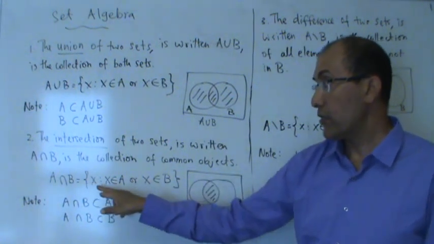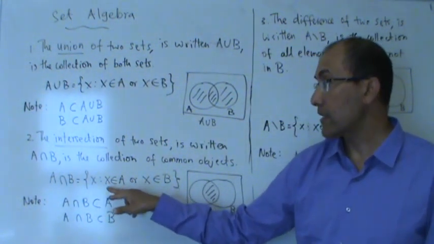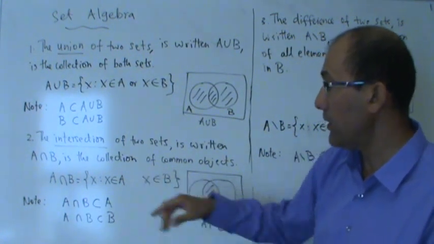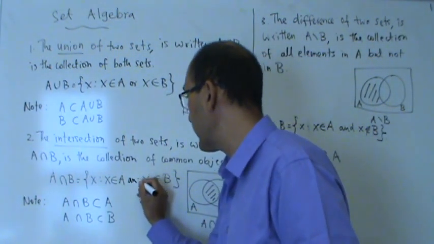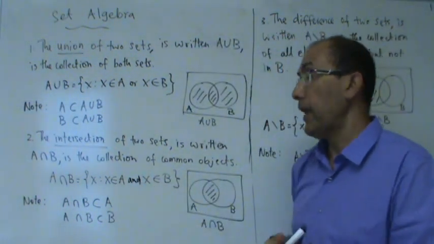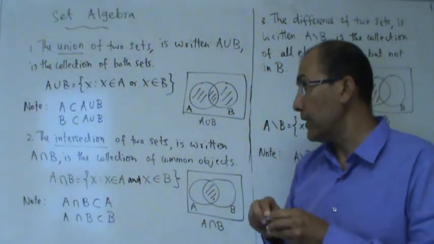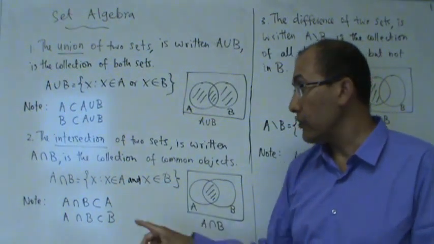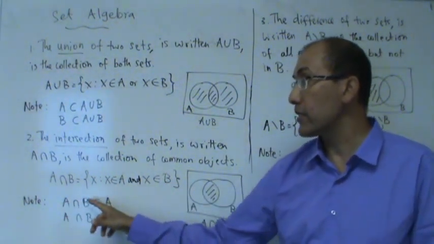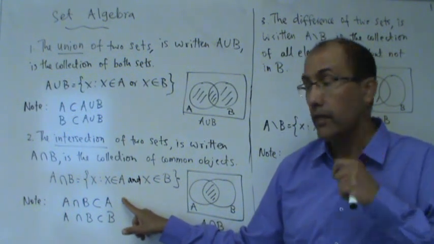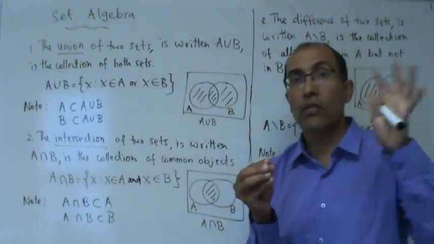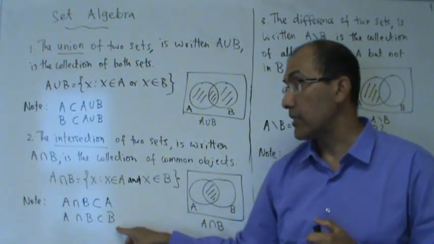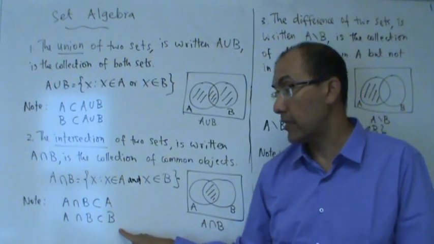So A intersection B is all the x's. What is this x? X must belong to A and X must belong to B. So if X is in A and in B, then it's in the intersection. And you will see that the intersection A intersection B always has to be a subset of A, because whatever is in the intersection must also come from the set A and be common to set B. So the intersection set is also a subset of B.